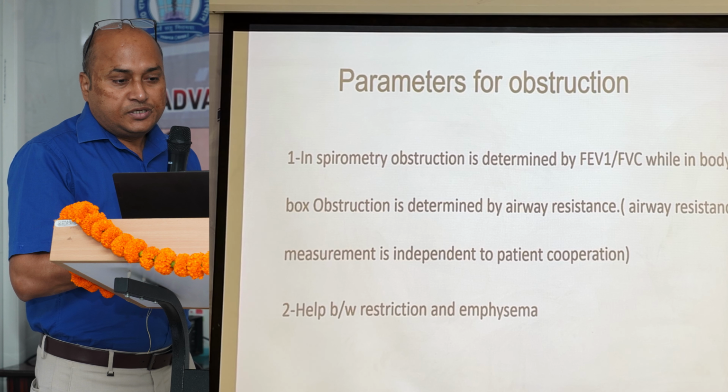As a parameter for obstruction in spirometry, as we see, the FEV1/FVC gives the idea about obstruction. But in the case of the body box, this parameter is given by the airway resistance as specific airway resistance, and this doesn't depend on the patient's effort. Repeatedly saying, if the patient is not able to perform spirometry with full effort, then we need this machine. And this is required many times to differentiate between obstruction and restriction.